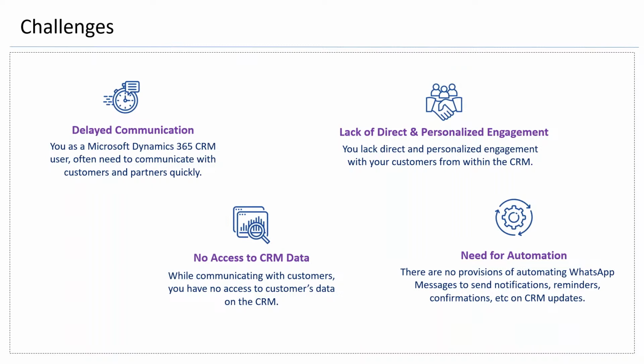Let's say, for example, if you wanted to send automated messages to any of your customers on any updates in the CRM, like any record updates or anything that has been updated, if you wanted to send out automatic messages in WhatsApp using Dynamics CRM, that is not possible over here.